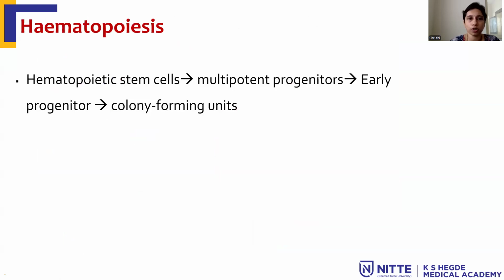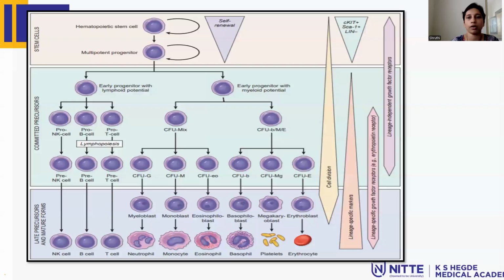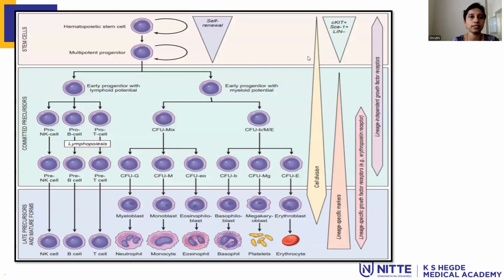So how does hematopoiesis take place? It begins from hematopoietic stem cells, which are the most immature cells seen in the bone marrow. They differentiate into multipotent progenitors, followed by early progenitors, and followed by colony forming units. Colony forming units are a specific lineage of cells which will lead to a specific type of WBC, RBC or platelet. As you can see here, hematopoiesis in the marrow begins with hematopoietic stem cells.